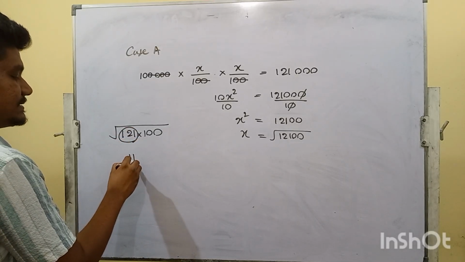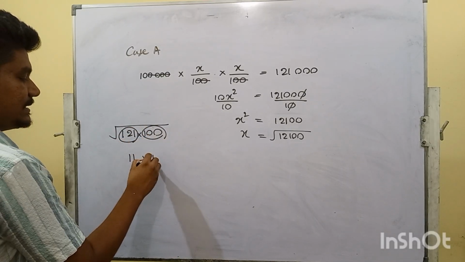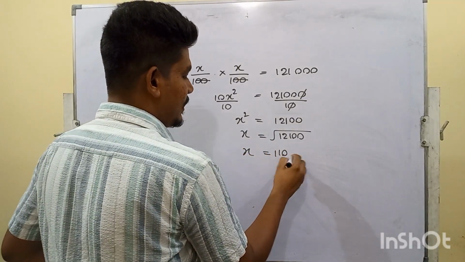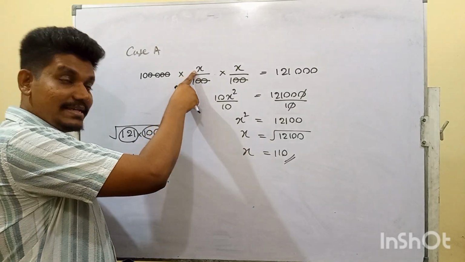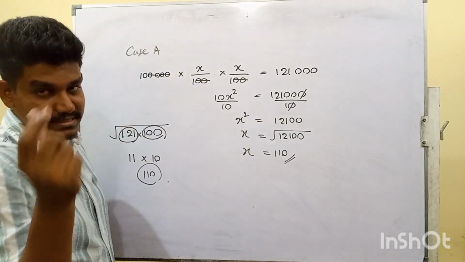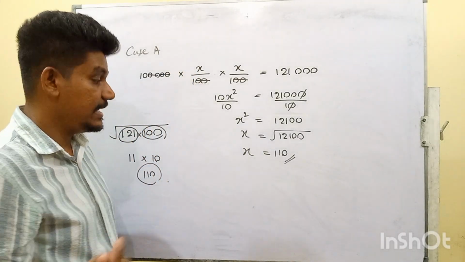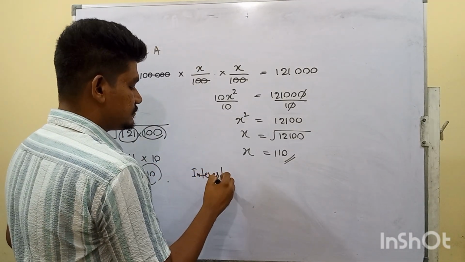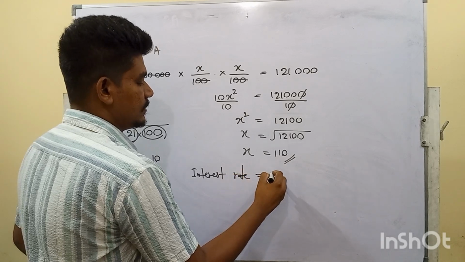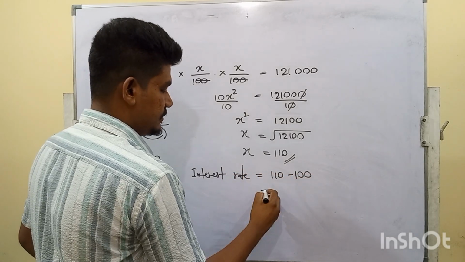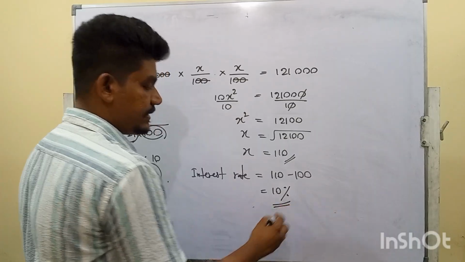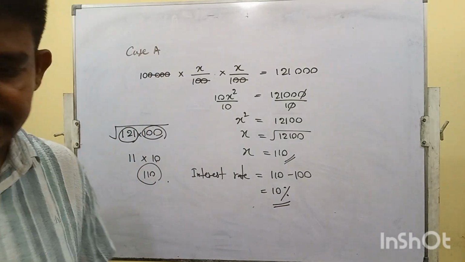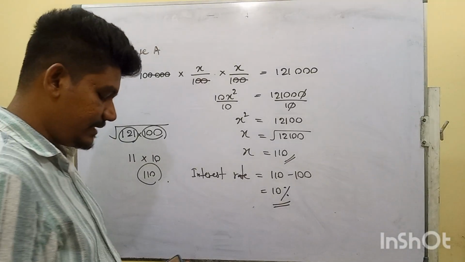The square root of 121 is 11. The square root of 100 is 10. So that square root should be 110. Clear? 110 is the total percentage, 100 plus the extra percentage. Thereby the interest rate should be 110 minus 100, so it is just 10%. 10% is the interest rate for case A. Now let's have a look at the second one, case B.